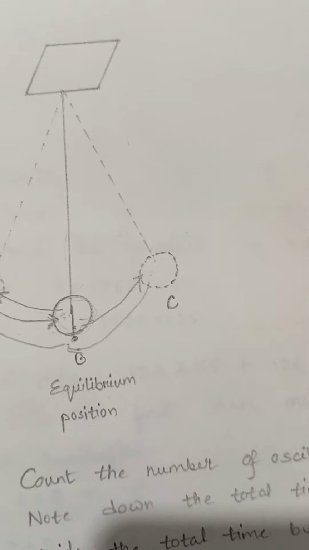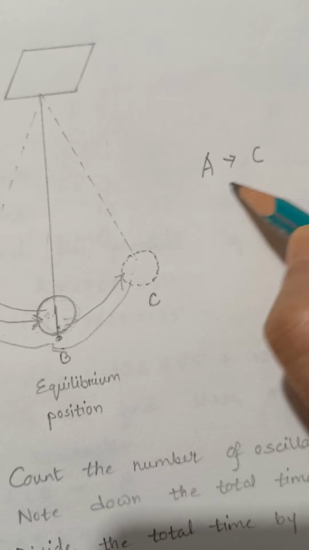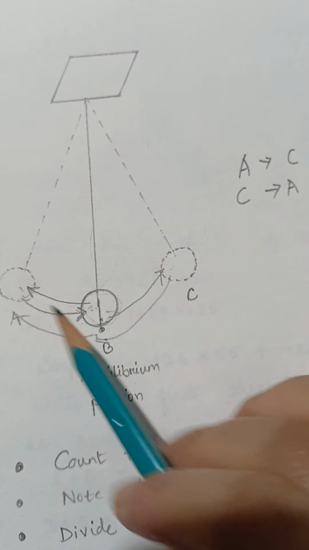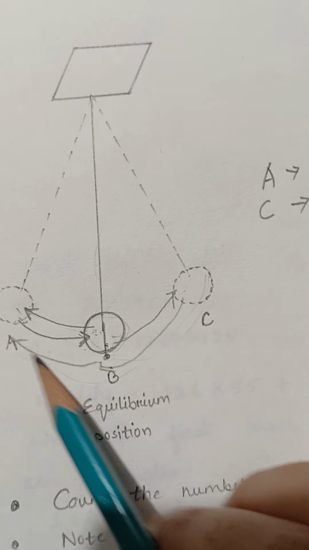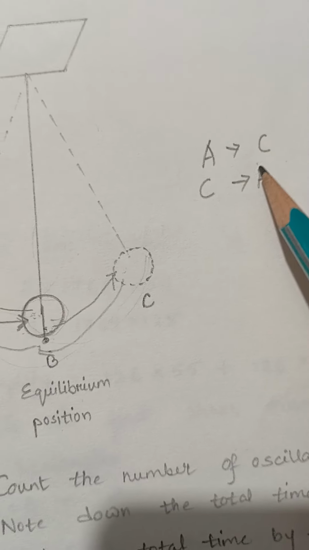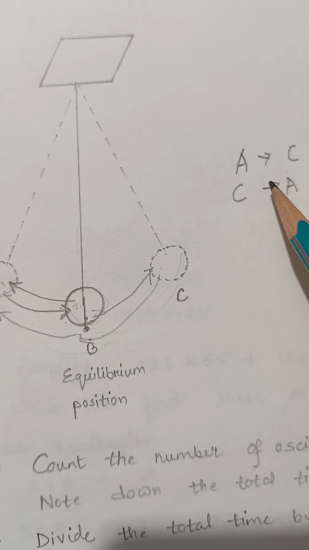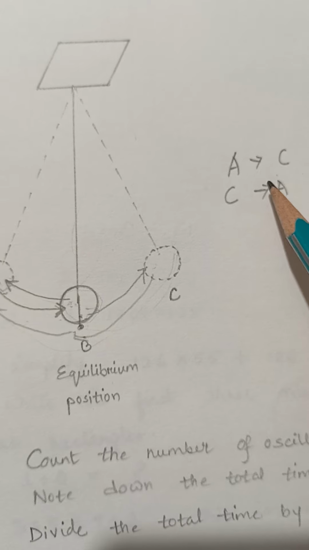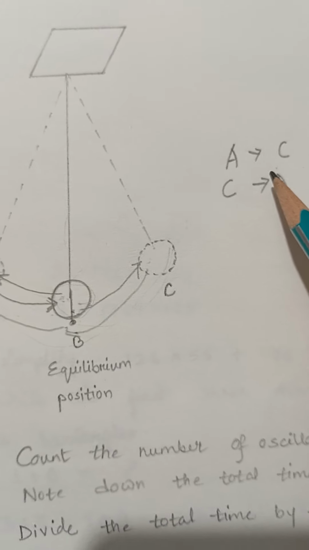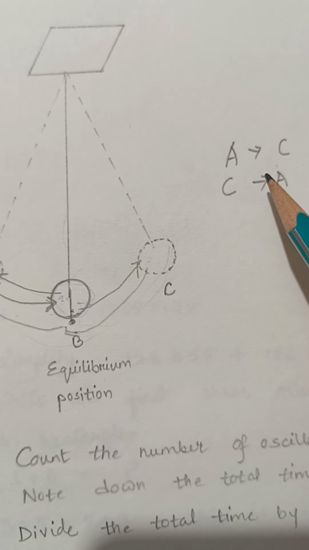So from A to C, then C to A, completes one oscillation. First, you have to count the number of oscillations in a given time. Then you have to note down the total time.